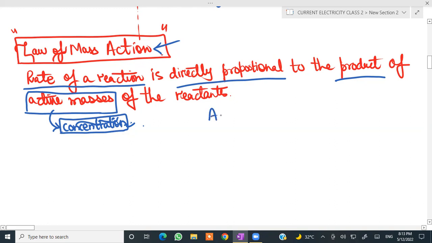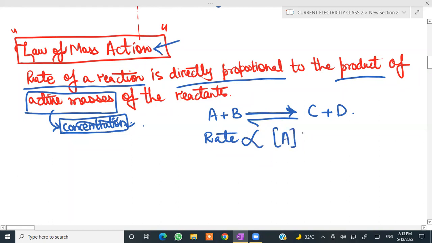Okay, so if this is A combining with B, giving you C and D, all right, let me just make this a reversible reaction, because it's the reversible reaction that we're talking about over here. In this case, the rate of the forward reaction will be dependent on the product of the concentration of the two reactants, the concentration of A into the concentration of B. They're being multiplied.